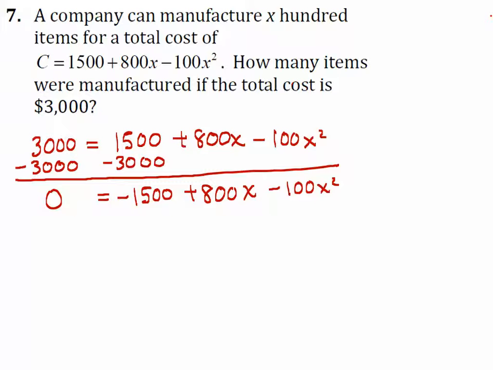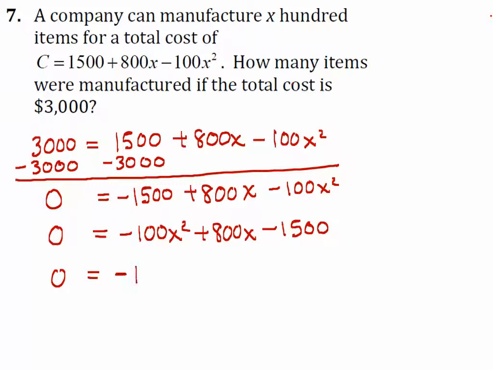Alright, first things first, I don't like the way it's written. I like the x squared to be in front and then everything else afterwards. So let's do that. Let's write the negative 100x squared in front, then 800, 1500. Next, you can divide through by a negative 100 everywhere, for those of you that like dividing. If you want to factor out a negative 100, you're going to do this, and then you're going to get some leftovers, like x squared.